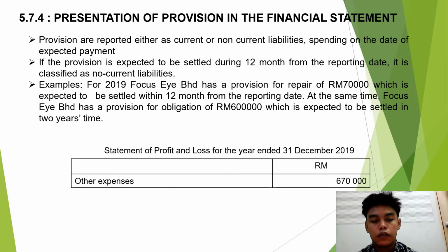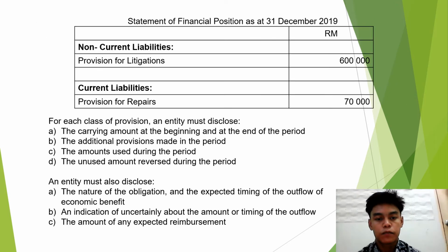At the same time, Focus I Berhad has a provision for litigation of RM600,000 which is expected to be settled in 2 years' time. Statement of financial position as at 31 December 2019. Non-current liabilities: provision for litigation. Current liabilities: provision for repairs.